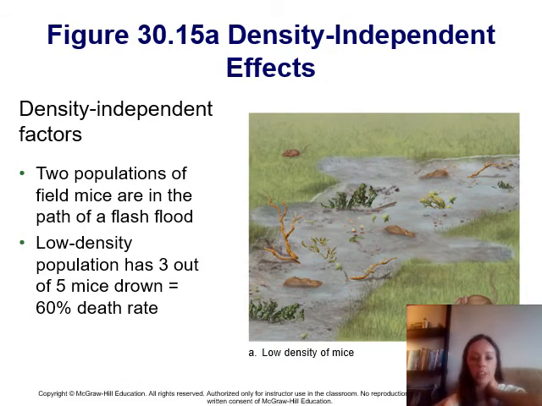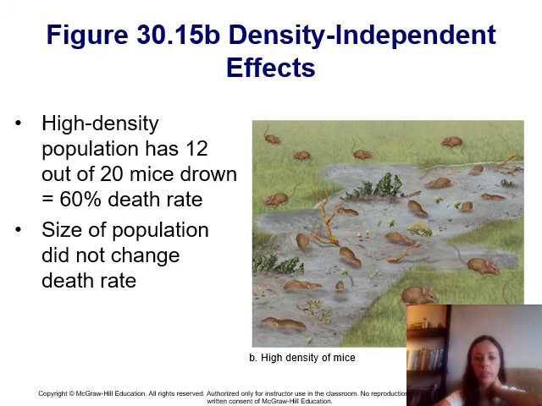In this particular scenario, there are two populations of mice. One has 5 and the other has 20. The population with 5 mice will experience a 60% death rate because just 3 mice drowned. The second population experienced the same death rate, but saw a larger amount of individuals die. Therefore, the flood devastated both populations regardless of the size of the original population.